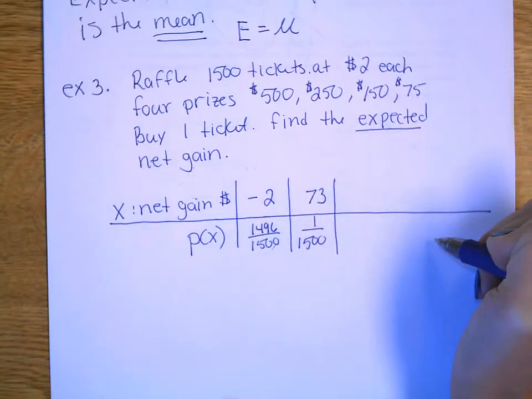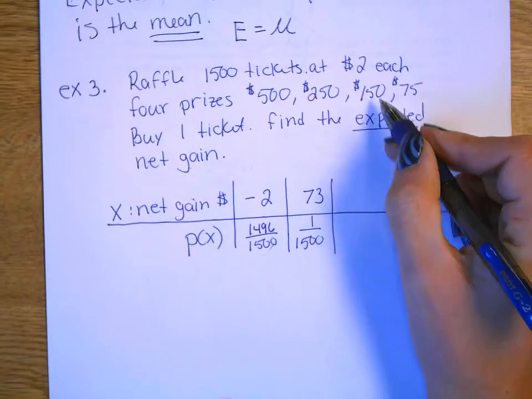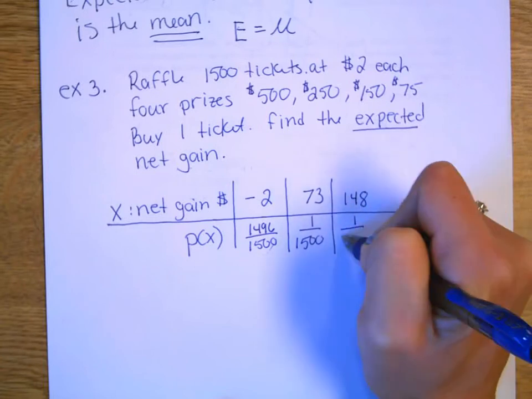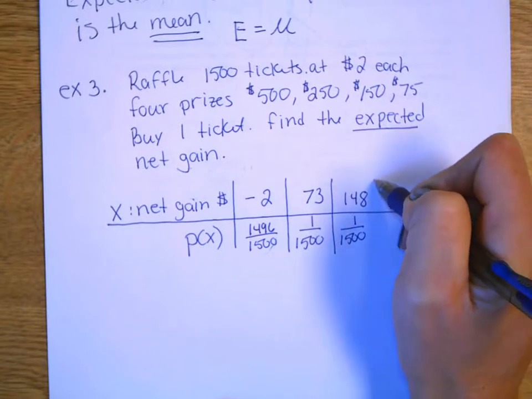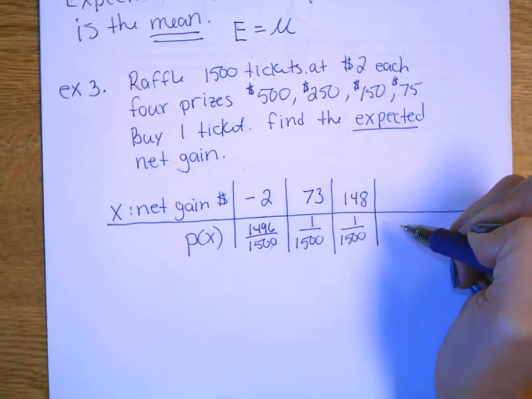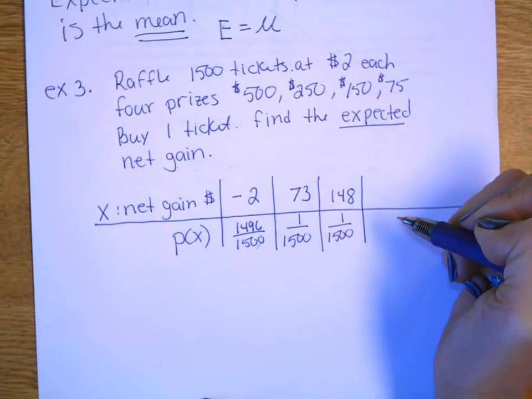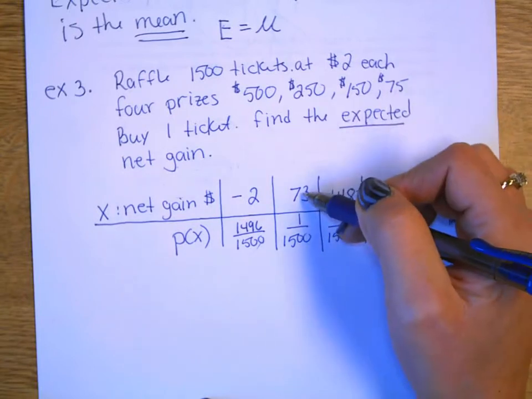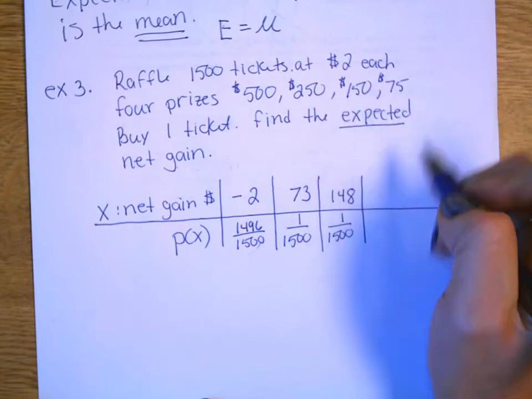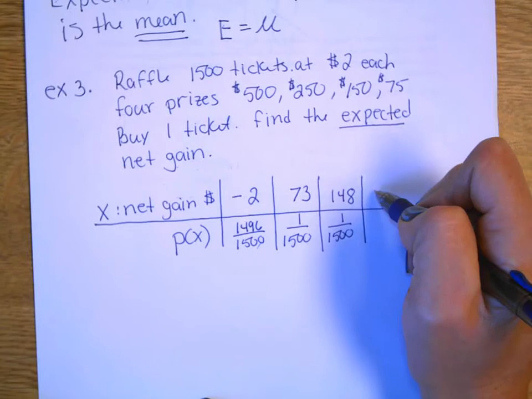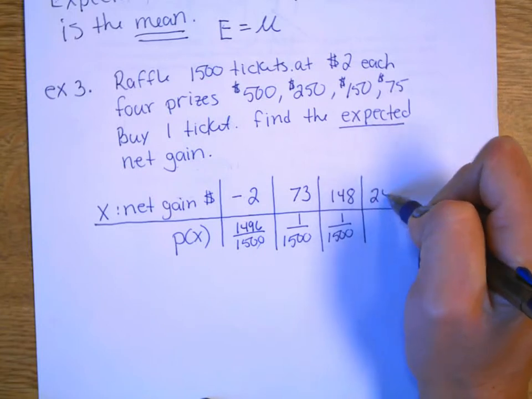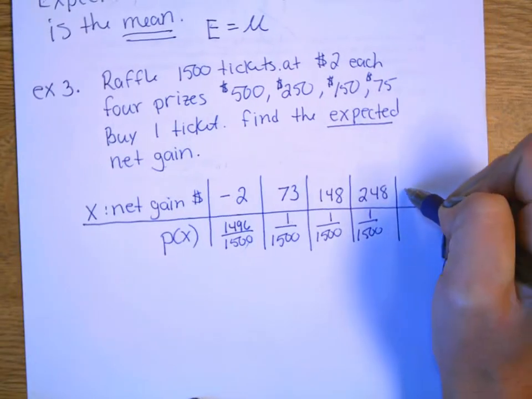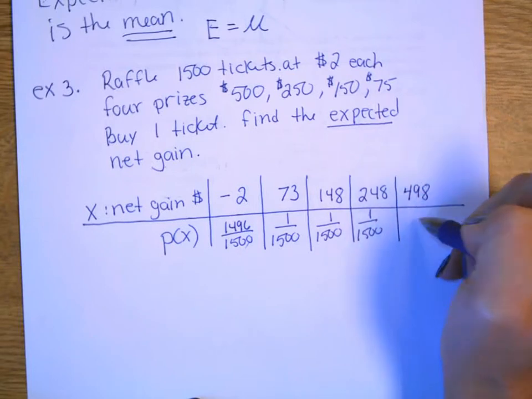What else can happen to me? Let's do the 150. What's my net gain? 148. And there's 1 winning ticket there. Wouldn't you just do a range for that though? Well, I don't know what you mean by a range. Like just 73 dash through 498. It'd be 1 over 1,500 or 4 over 1,500. Because each one of these has a different net gain though. That's why. So the 250 would be a net gain of 248, 1 winner there. And then the last one is a net gain of 498, and I have 1 winner there.